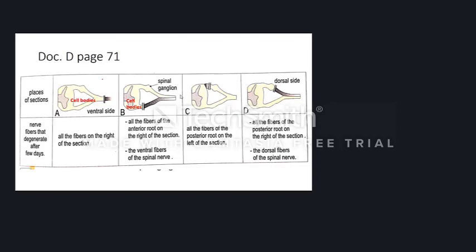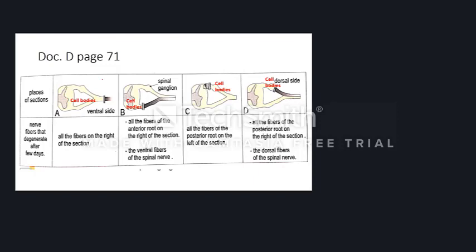And in experiment C, sectioning at the left of the spinal ganglion leads to degeneration of fibers at the right of the section. This indicates that the cell bodies are at the left side of the section. And in experiment D, sectioning at the right of the spinal ganglion leads to degeneration of fibers at the right of the section. This indicates that the cell bodies of the ventral side are located in the spinal ganglion.